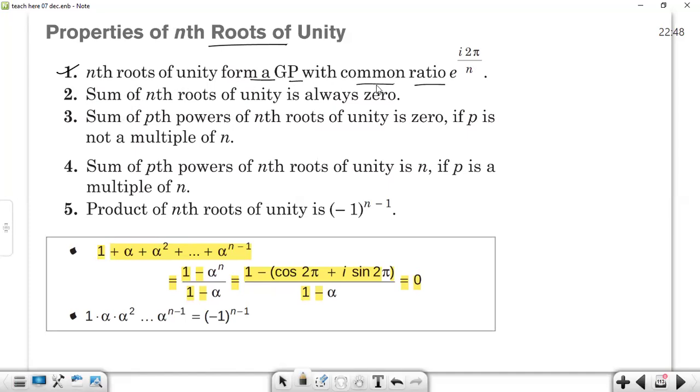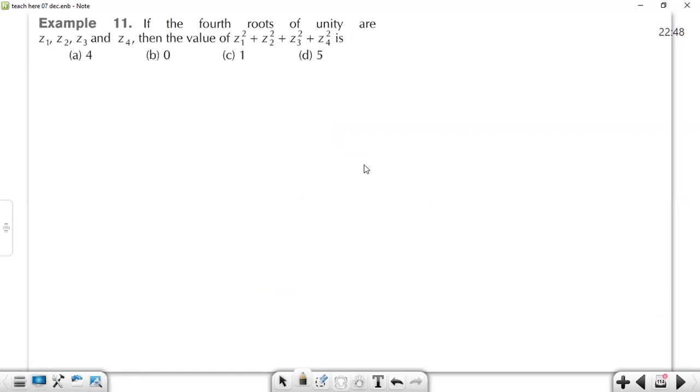Before going to the properties, let me solve a question for you. This is an example. The fourth roots of unity, that is 1 raised to power 1 by 4, will have 4 answers, which are z1, z2, z3 and z4. We have to find them using our solution method, and then after finding them, we have to square them all and add. So let's look into it.